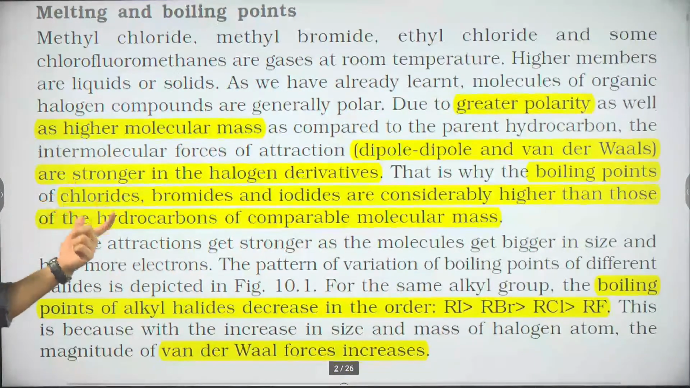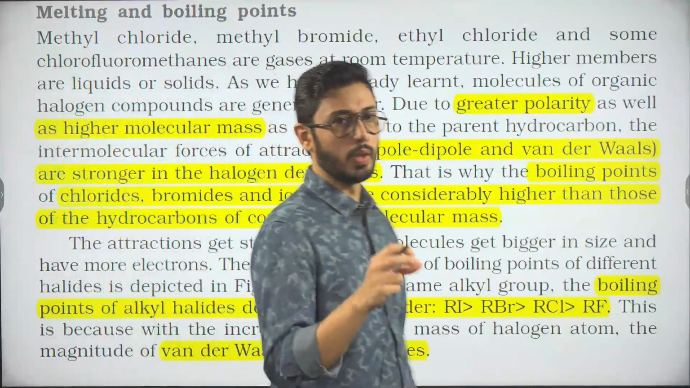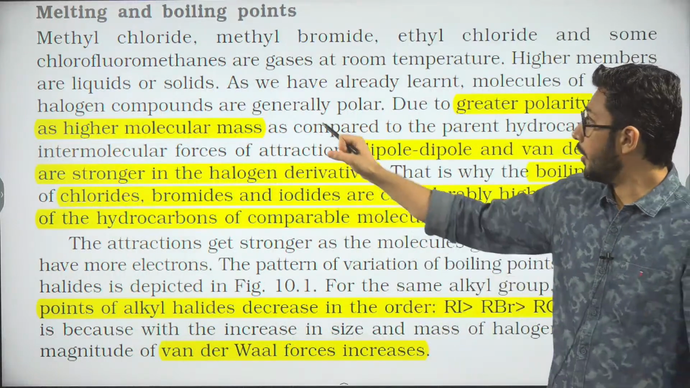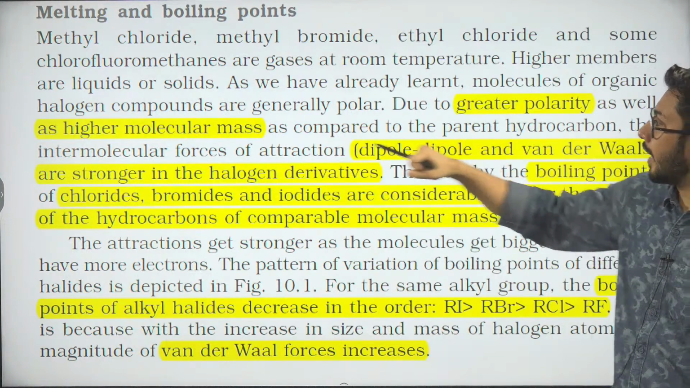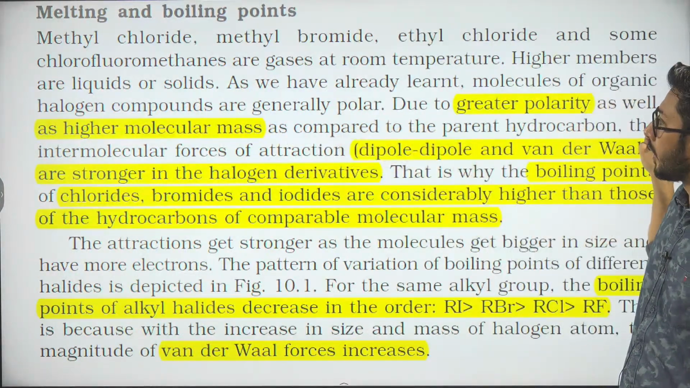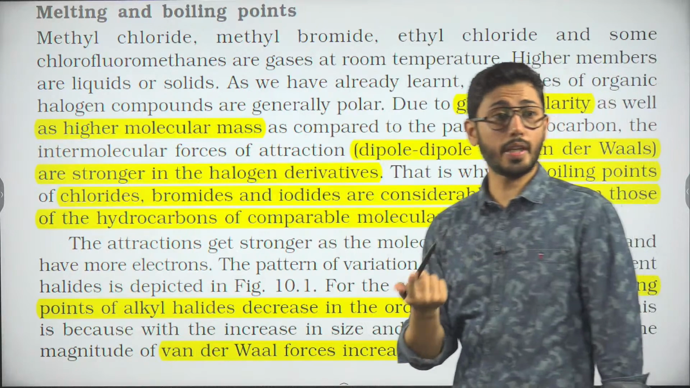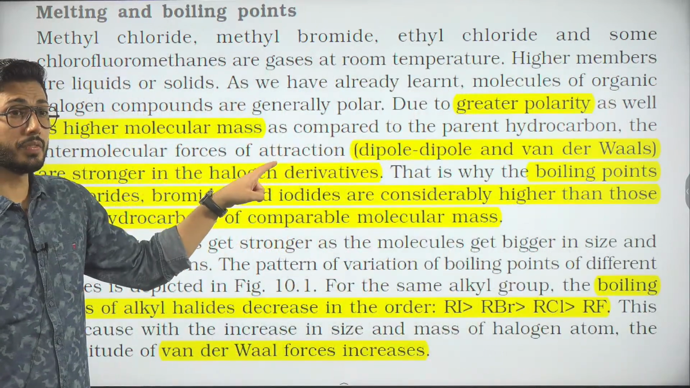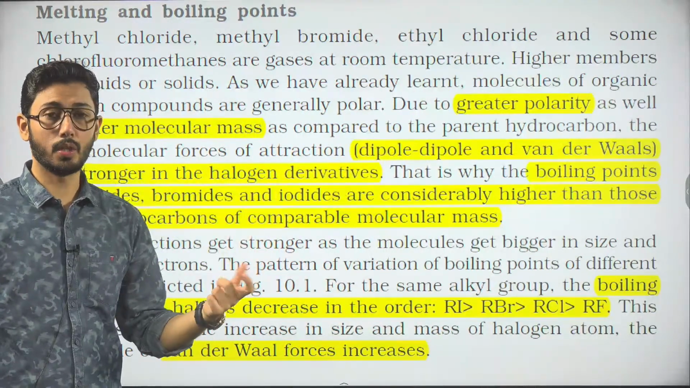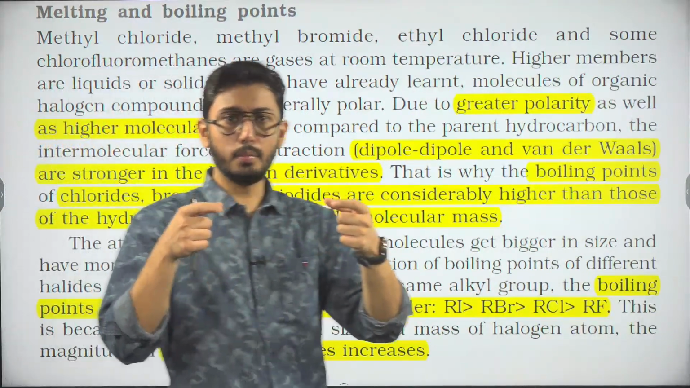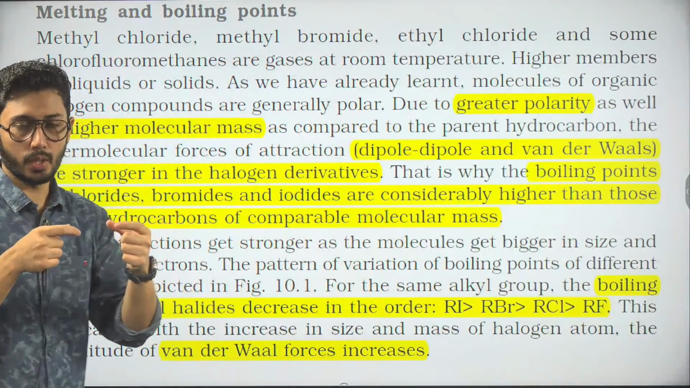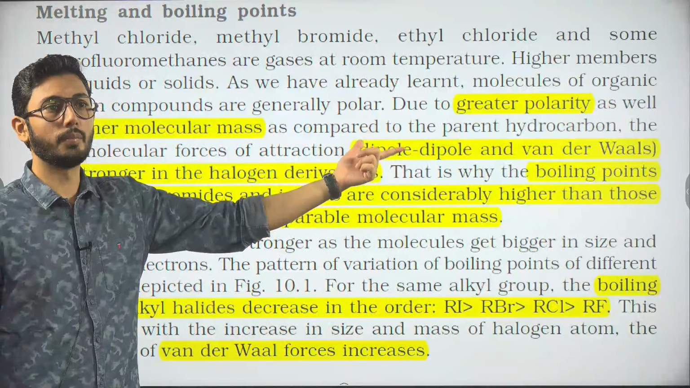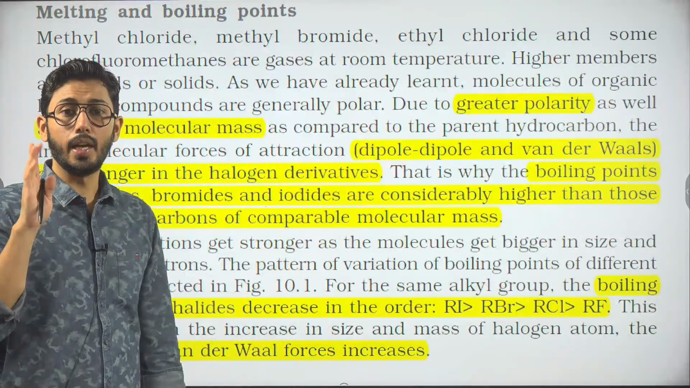So halogens are what? They are somewhat more polar as compared to hydrocarbons. That is why what is given there? Due to the greater polarity and higher molecular mass as compared to the parent hydrocarbon, and what are the forces of attraction they are working? Which one working? Intermolecular force of attraction. Which one? Dipole-dipole interactions. Because the halogen and carbon bond is of which nature? Polar nature. So it has which also? Van der Waals forces also, and dipole-dipole interactions also in alkyl halides.